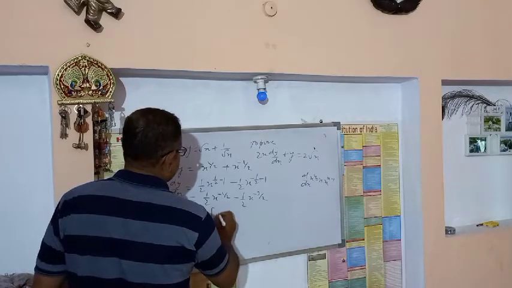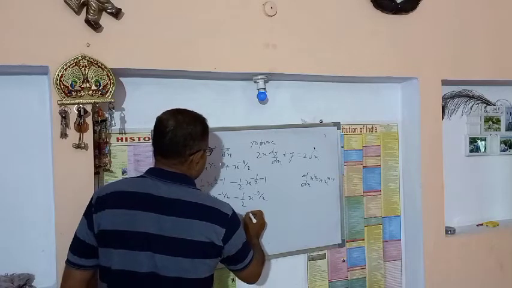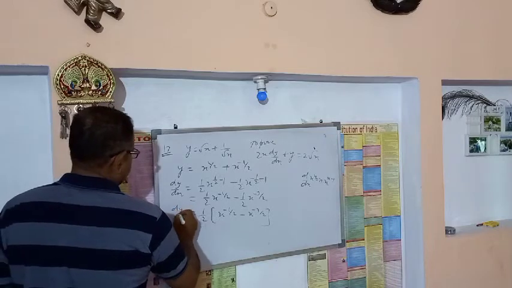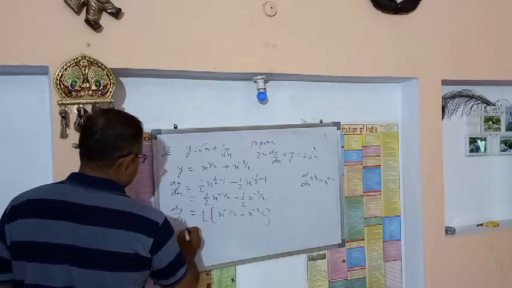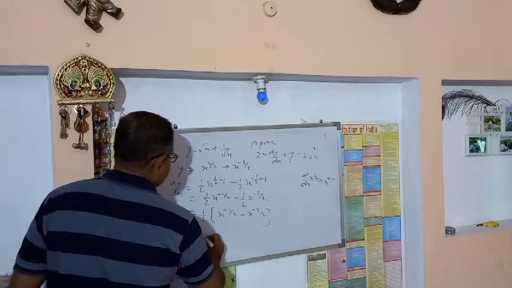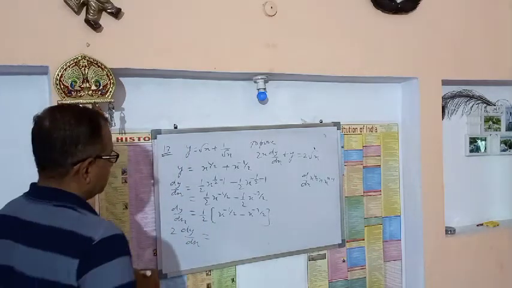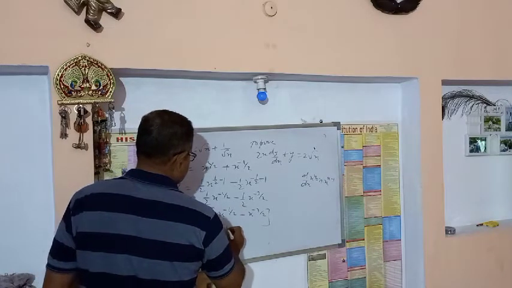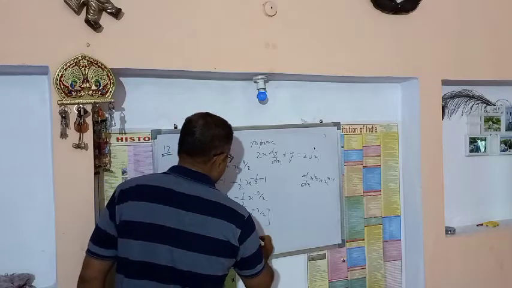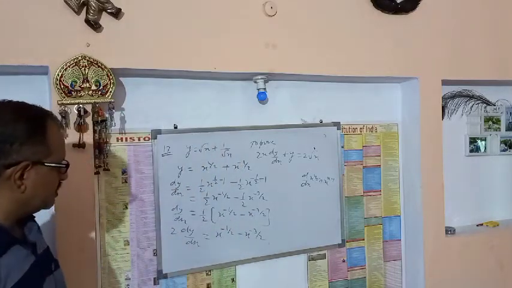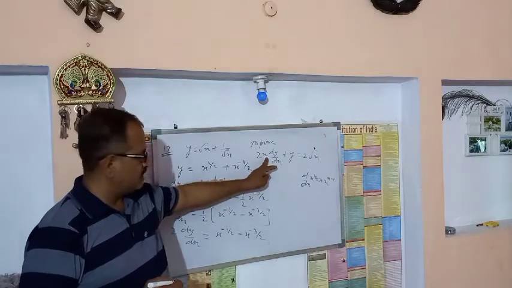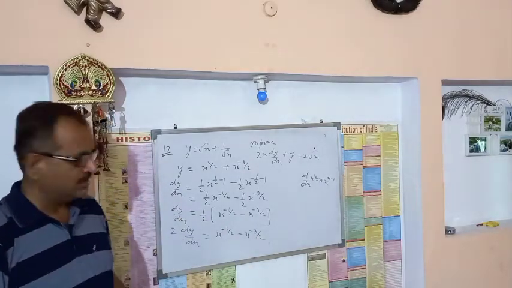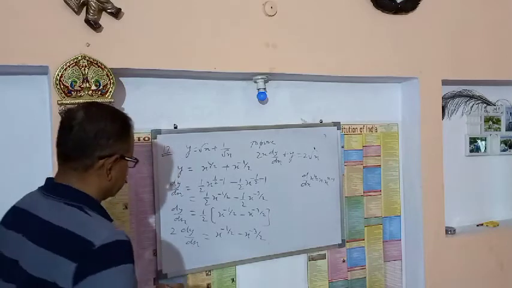Take 1 by 2 common. x to the power minus 1 by 2 minus x to the power minus 3 by 2. And it is dy by dx. Cross multiply. 2 dy by dx is equal to x to the power minus 1 by 2 minus x to the power minus 3 by 2. We want 2x dy by dx. Here 2 dy by dx. So multiplying both sides by x.